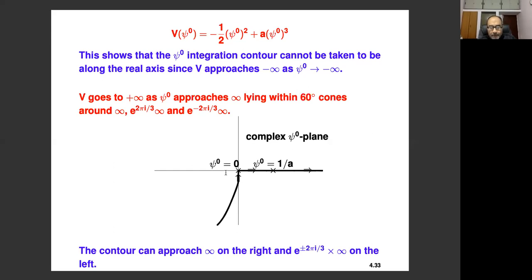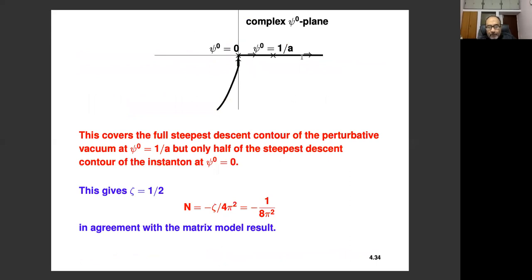Okay, so now we want to express this as a union of the steepest descent contours, because the steepest descent contours are the ones which are captured by either the perturbative contribution to the S matrix or the instanton contribution to the S matrix.